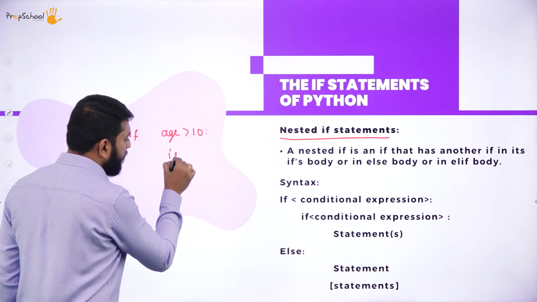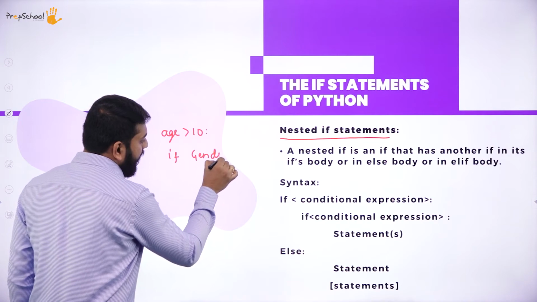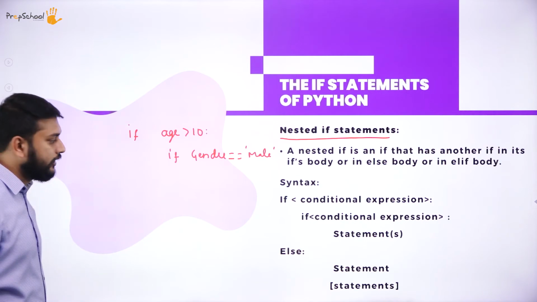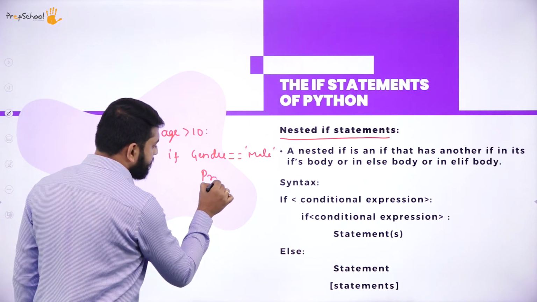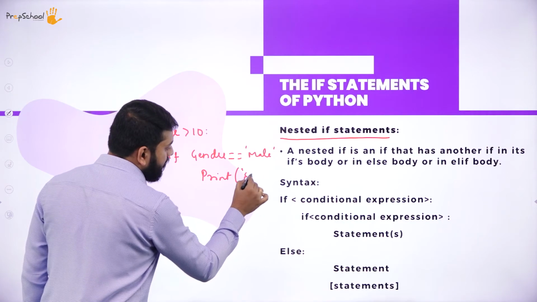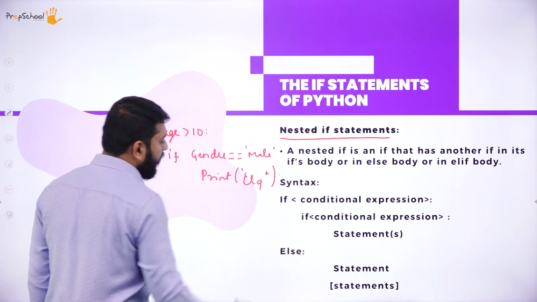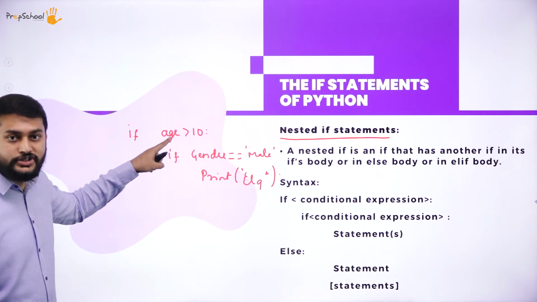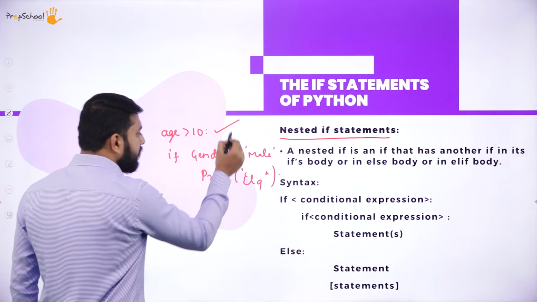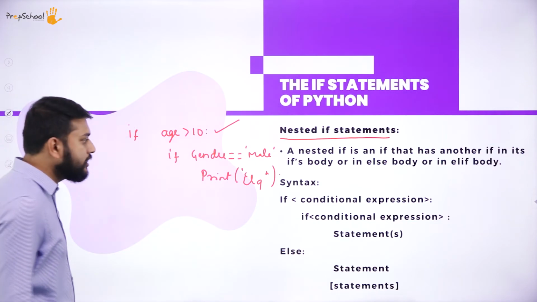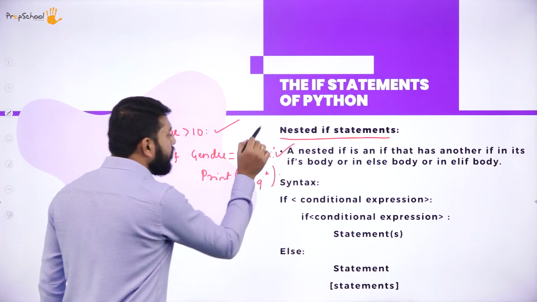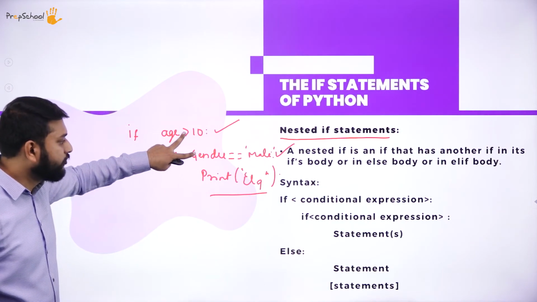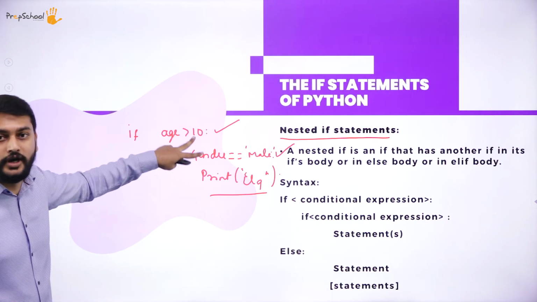If gender is equal to male, then print eligible. So guys, please observe this. I have one condition. If this condition is true, then only it will go to this condition. Even this condition also should be true. Then only this statement will be executed. To execute this statement, I have to satisfy these two conditions.